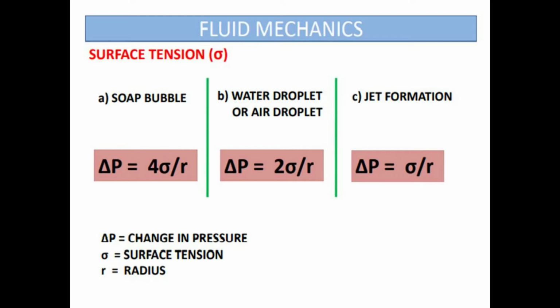The formula for internal pressure, delta P, in a water droplet, is given as 2 times sigma by r, where sigma is surface tension and r is radius. The formula for internal pressure, delta P, in a fluid jet, is given as sigma by r, where sigma is surface tension and r is radius.